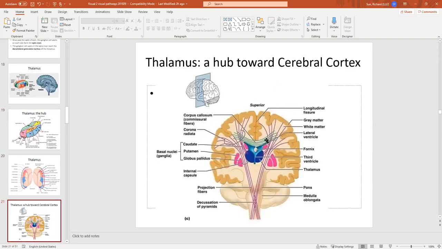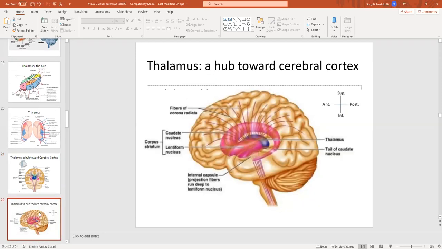And they will send fiber through the internal capsule into different regions of the brain, because this is the hub. And when they send to different regions of the brain, the fibers will fan out to form this beautiful corona radiata. This is the coronal view where you can see it fan out like that. Or if we see it in the sagittal view, you can see it fan out from the back. So this is the corona radiata, right?